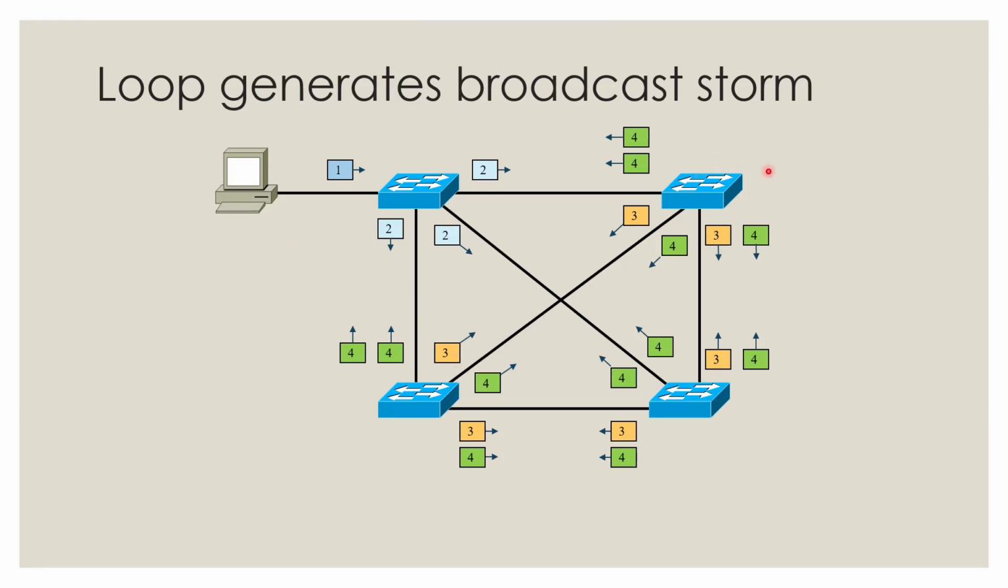Imagine if there are more PCs, those PCs also send broadcast frames. The broadcast frame at layer 2 does not have a TTL, time to live. So once it is introduced into the network loop, it will circulate forever. Then the broadcast traffic will saturate the network bandwidth and eventually crash the network.